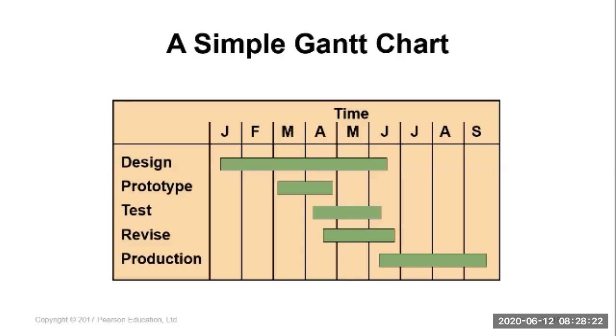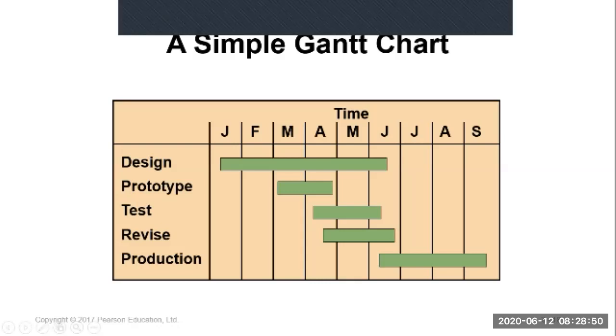With a Gantt chart you can see, suppose the prototype you start in March and complete in April. If in the middle of April, do you think you can complete by the end of April or not? So it helps you to monitor the progress of your project. A simple Gantt chart. So you have to list all the activities.